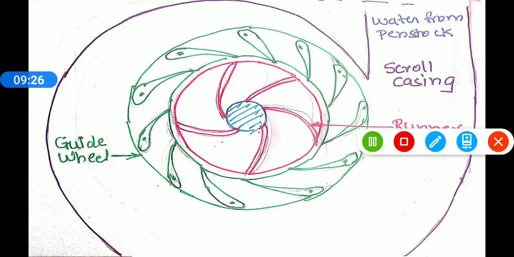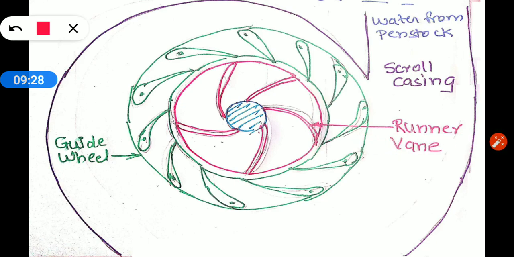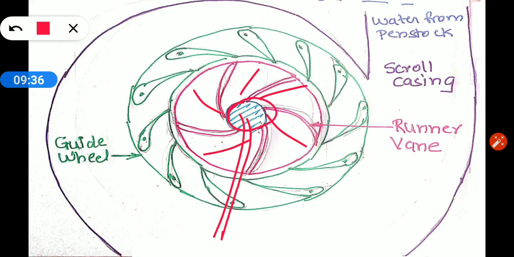Why are we using a draft tube? Suppose you don't use a draft tube, what would happen? The water will come out directly, because it is collected radially here. It is collected here, and then it comes out into the atmosphere.